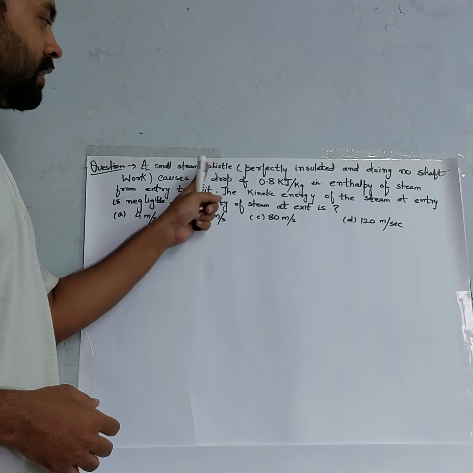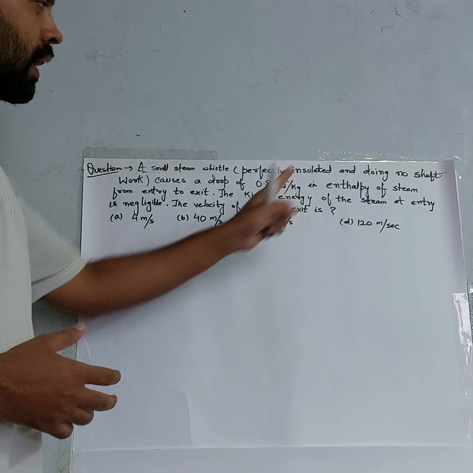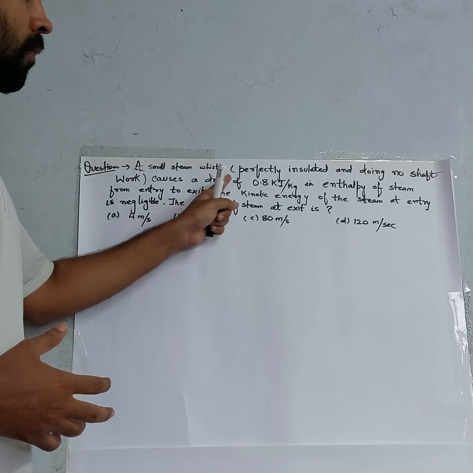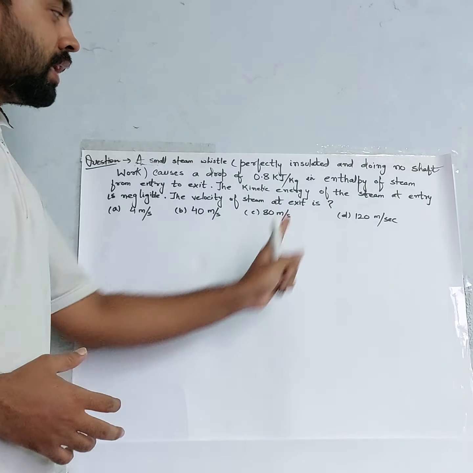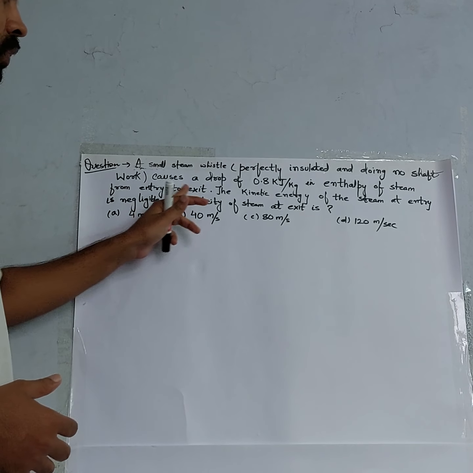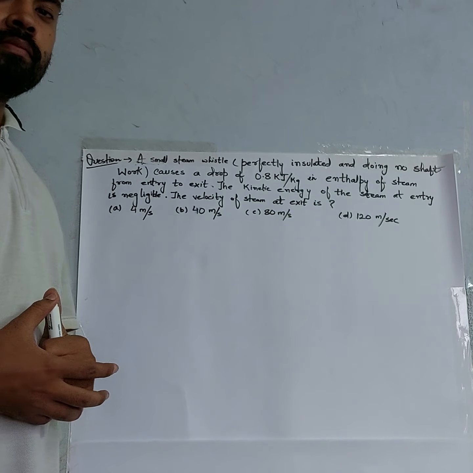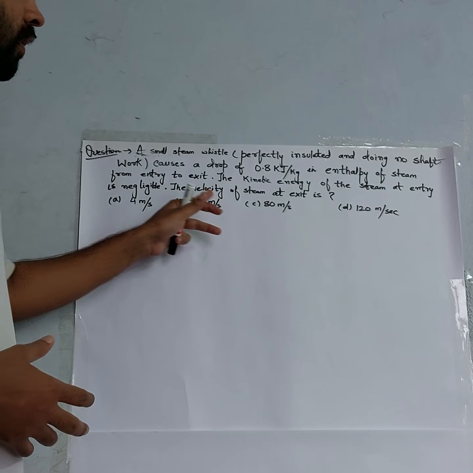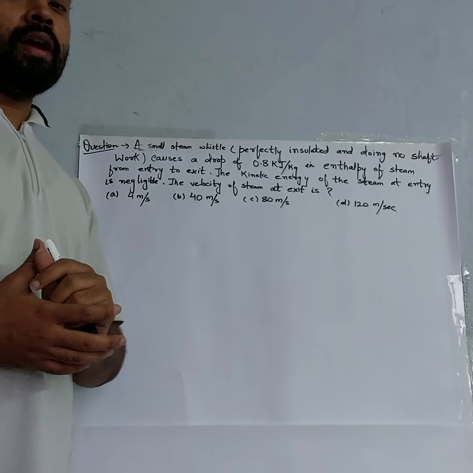A small steam vessel perfectly insulated and doing no shaft work causes a drop of 0.8 kilojoule per kg in enthalpy of steam from entry to exit. The kinetic energy of the steam at entry is negligible. The velocity of the steam at exit is, four options are given and you have to solve it.